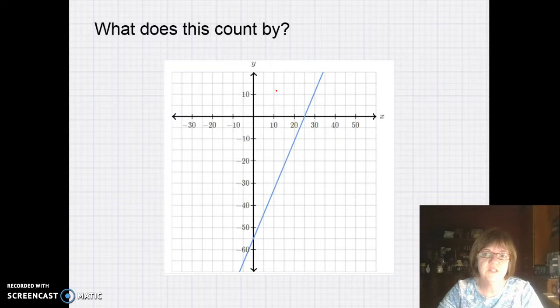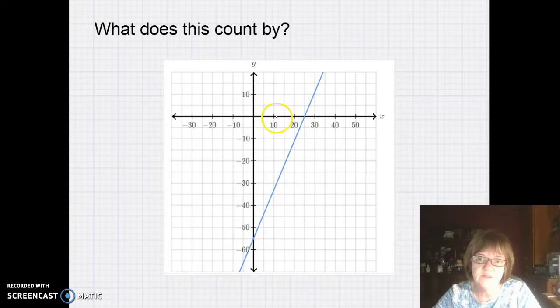Let's take a look at this one. What does it count by? See if you can figure it out before I give it away. All right, so it's counting by tens, right? 10, 20, 30, 40, 50. The obvious numbers are. But not really. The ones in between are by fives, because it's 5, 10, 15, 20, 25.